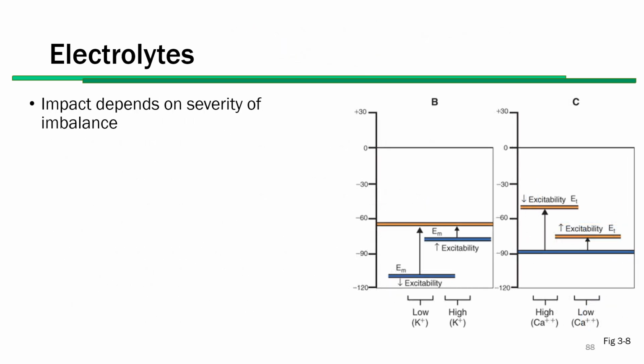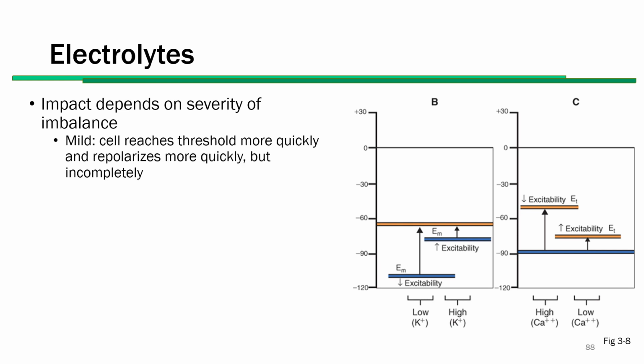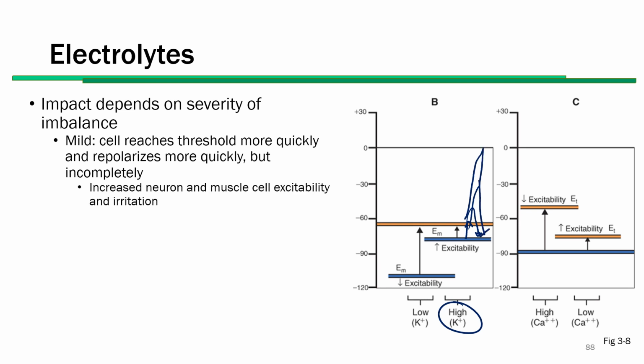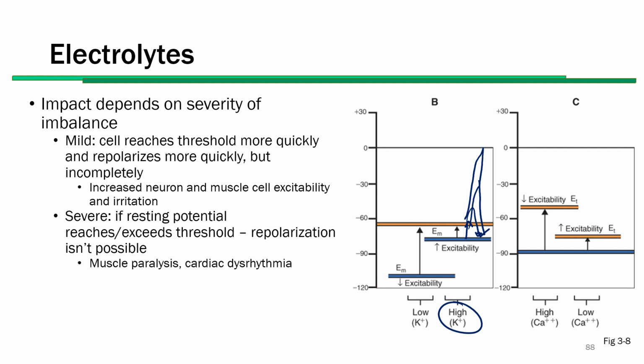The actual impact depends on the severity of the imbalance for hyperkalemia. If it's mild hyperkalemia, so here's our high hyperkalemia here, the cell will reach threshold more quickly and repolarize more quickly, but it's not going to repolarize all the way. It increases neuron and muscle cell excitability because there's just that little gap between the membrane and the threshold.